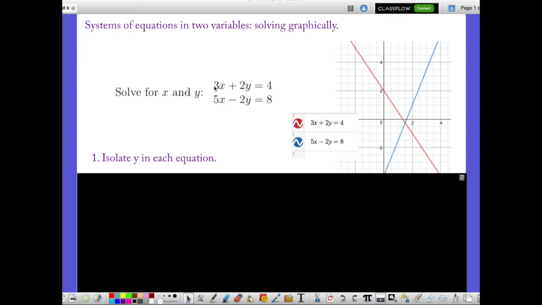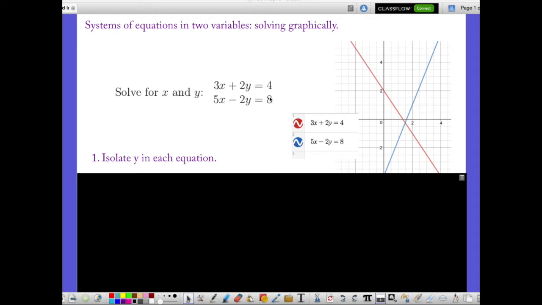Okay, and so we have 3x plus 2y equals 4, so that's one equation. And 5x minus 2y equals 8. So that's it. So that makes it a 2x2 linear system. Okay, so 2 equations and 2 variables. All right, so we could see here on the right the graph of each of these equations.